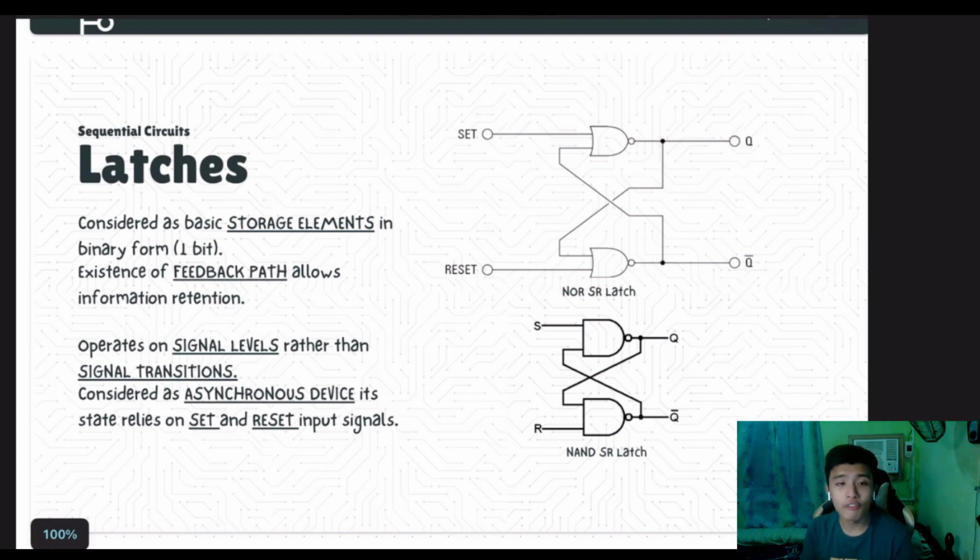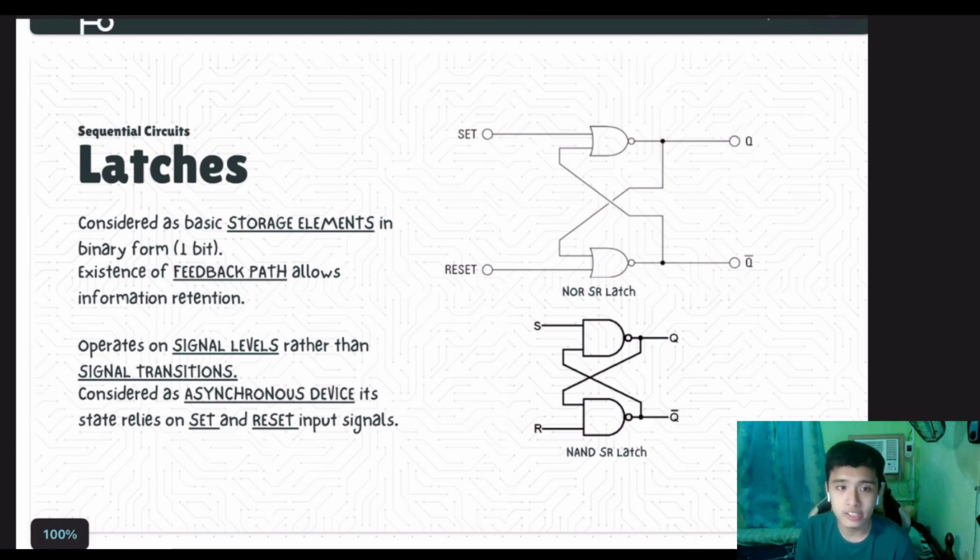The ability of latches to replicate the previous state is due to the existence of feedback. If we look at the circuit, you can see that the output of the gate is an input to the reset, or below, of the NAND gate. So that is the feedback path of the latches.